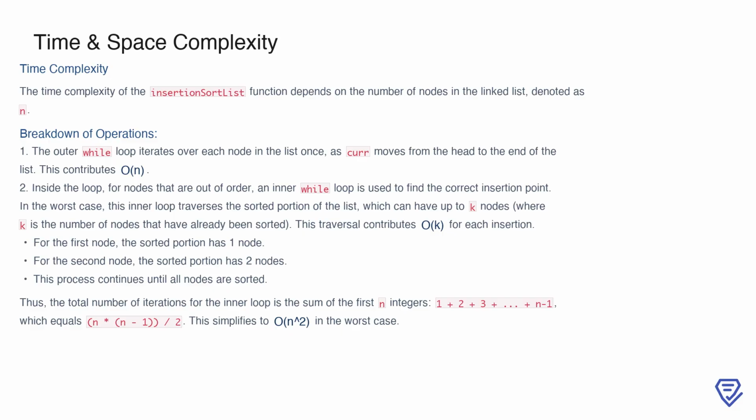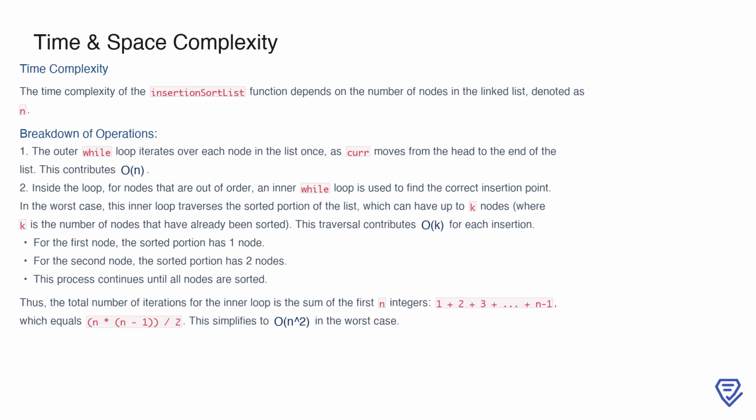Now, for nodes that are out of order, the algorithm uses an inner while loop to locate the correct insertion position. The number of iterations in this inner loop depends on the size of the sorted portion of the list, which starts at one node and grows to include all k-sorted nodes as we progress. For the worst-case scenario, this means the inner loop runs for one iteration for the first node, 2 iterations for the second node, and so on, up to n-1 iterations.